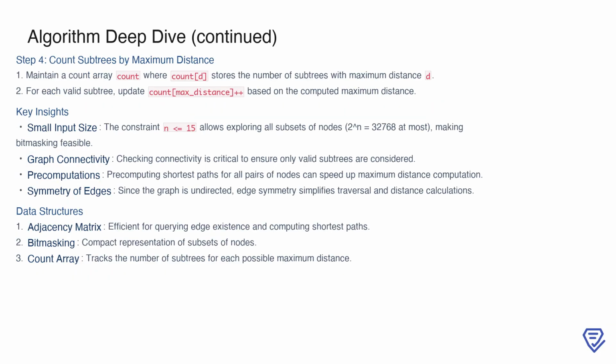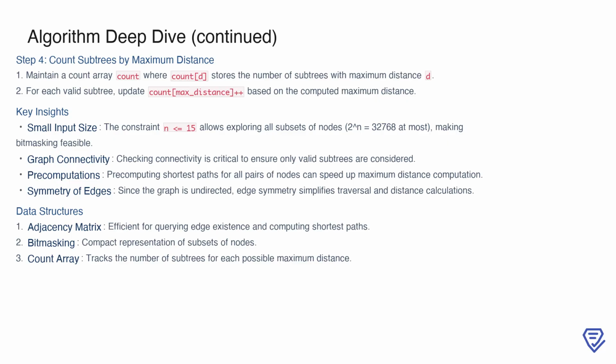Once we have valid subtrees, the next step is to calculate the maximum distance within each subtree. For this, we compute the shortest paths between all pairs of nodes in the subtree using a method like BFS or Floyd-Warshall. From these shortest paths, we identify the longest shortest path, which represents the maximum distance for that subtree. Now, we maintain a count array, where each index corresponds to a specific maximum distance, and the value at that index indicates how many subtrees have that distance. For each valid subtree, we increment the respective count for its maximum distance.